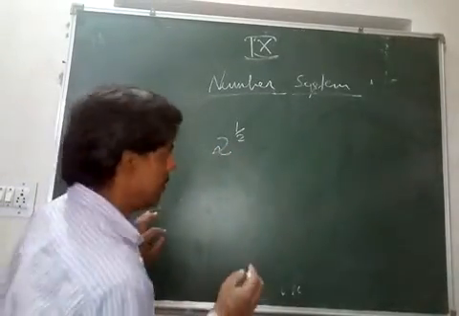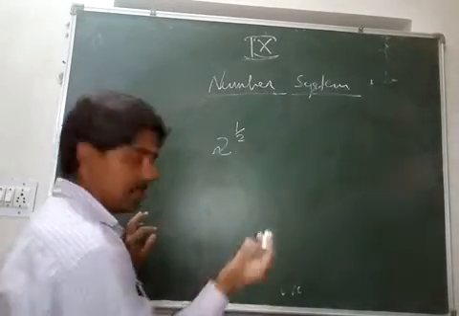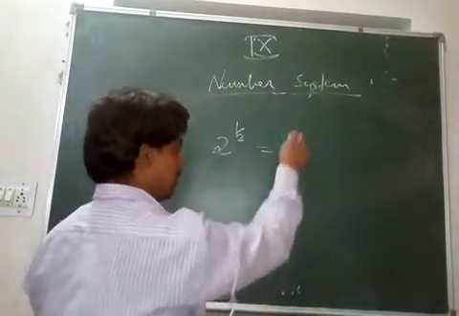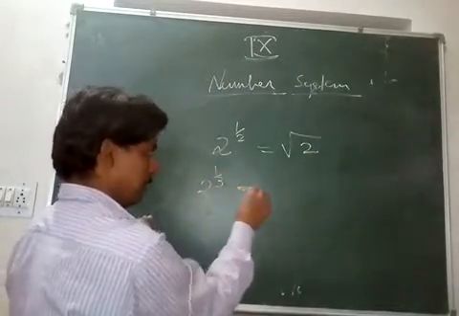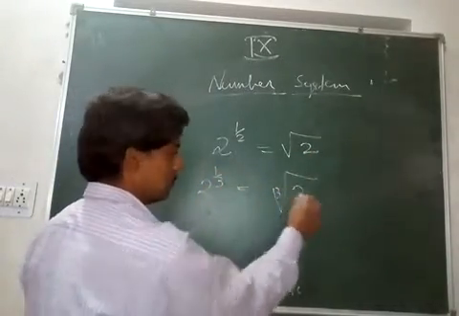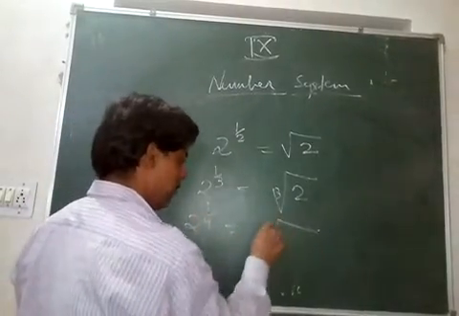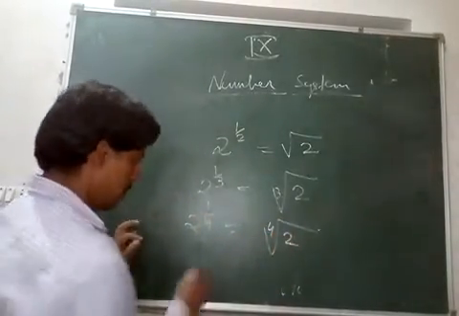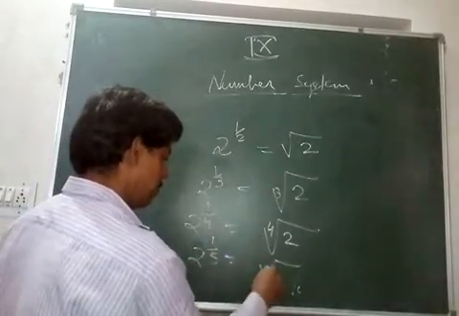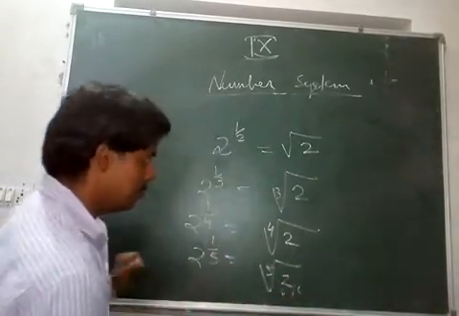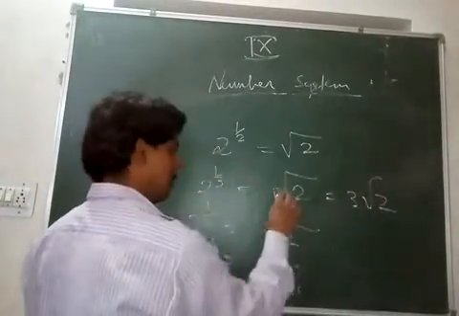Now let me tell you some very interesting things. Radicals and exponents are related. What is the meaning? 2 to the power half is same as square root of 2. 2 to the power 1 by 3 is same as cube root of 2. 2 to the power 1 by 4 is same as fourth root of 2. And similarly 2 to the power 1 by 5 is same as fifth root of 2, and so on.